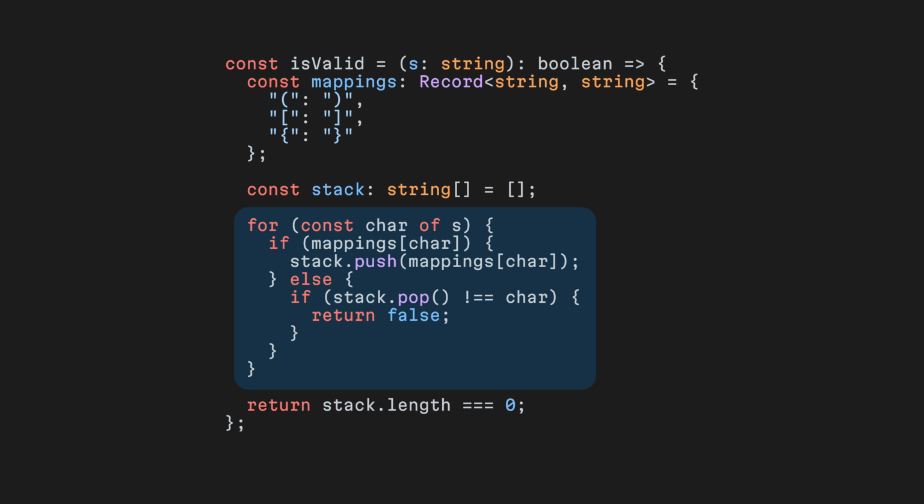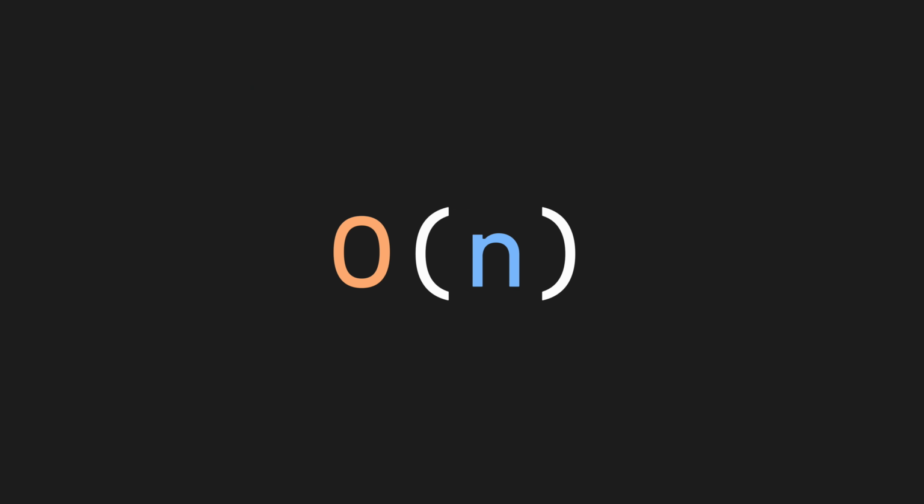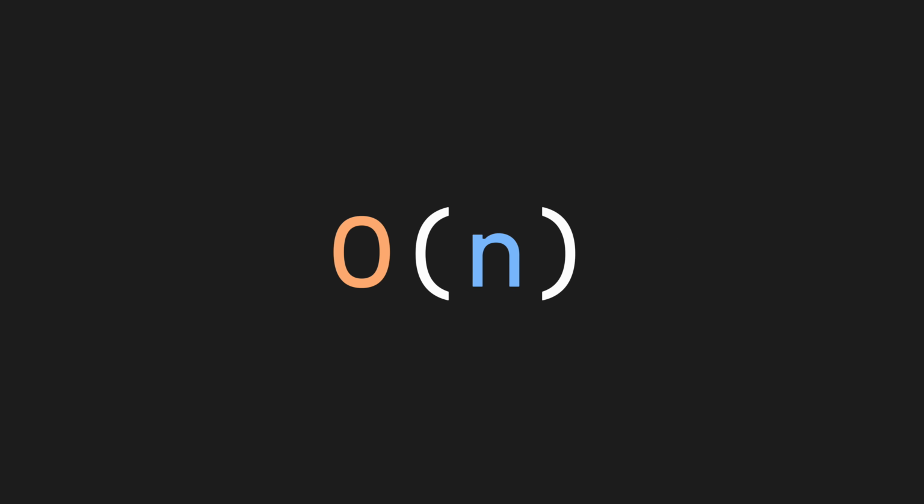So, what about the performance of this solution? We iterate through the string once. Each operation, push, pop, mapping lookup, is constant time. If our string has n characters, it's roughly O(n). In the worst case scenario like this, our stack could hold all the closing brackets. So in the worst case, our space complexity is also O(n).